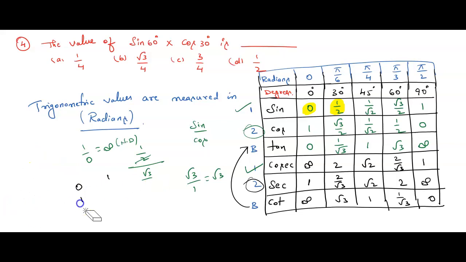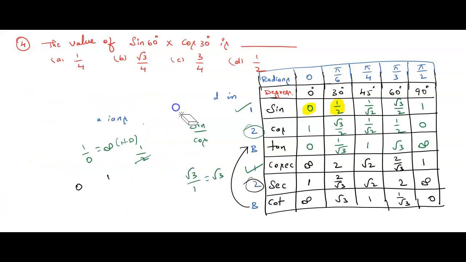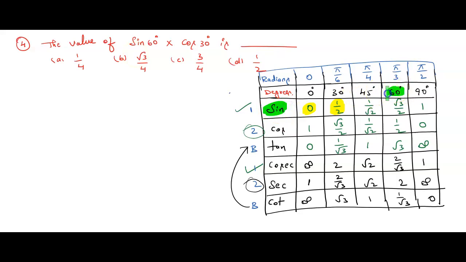I hope you have understood this table, how to draw this table and how to remember the values of this table. You should not forget this. Got it? Now come back to our problem. What is the question? The value of sine 60. This is sine and this is 60 degree. What is sine 60? You can see here, children.